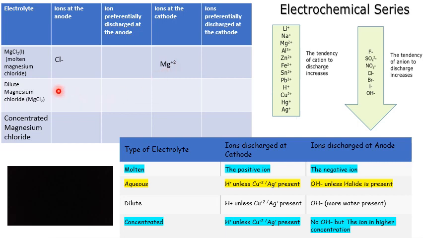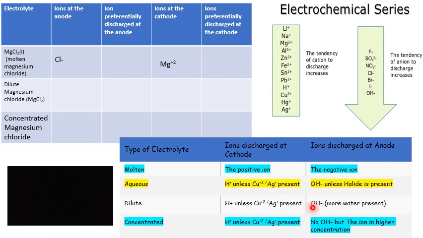That's it. All right. Now, with dilute and concentrated solutions, remember now we have water. They are in a solution, so we also have water being broken down into H plus and OH negative. So now we have competition. So in a dilute solution, we said at the cathode, it's going to be H plus unless you have copper or silver. So most of the time at your cathode, you're going to have H plus unless copper or silver is present.